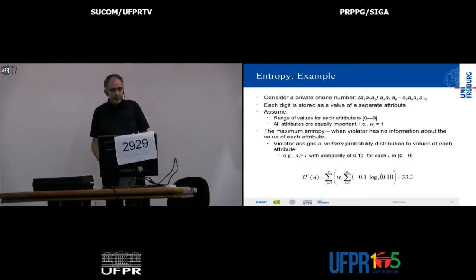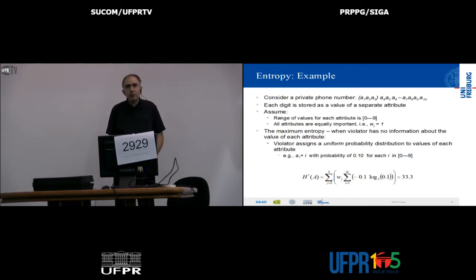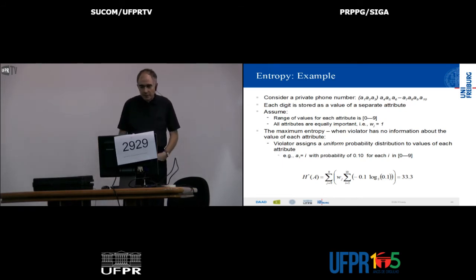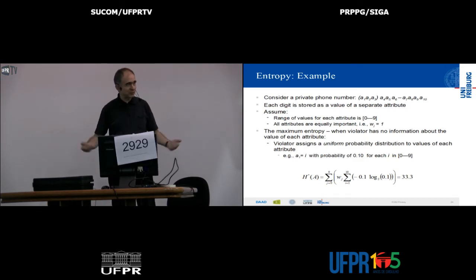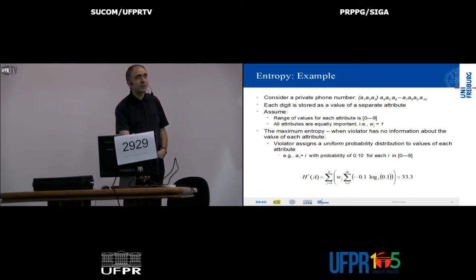So we see that A1 is i with a probability of 0.1. And it breaks down to weight is 1. They're all equally important. Minus 0.1 logarithm to the base 2 of 0.1. Add it up, and you get 33.3. Wonderful. Not 42, it's 33.3. You know the standard joke, 42, Hitchhiker's Guide to the Galaxy, the answer to everything. But here it's 33.3.